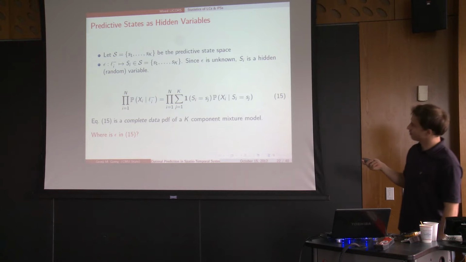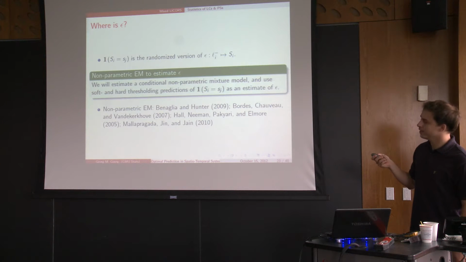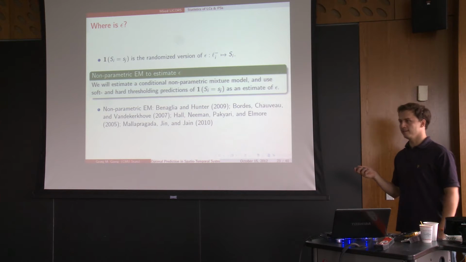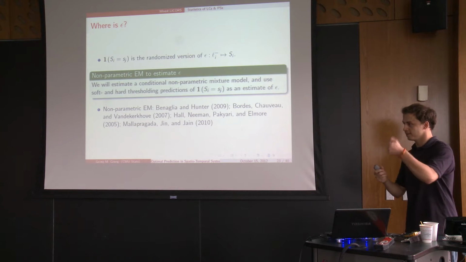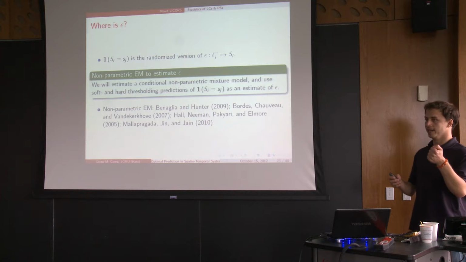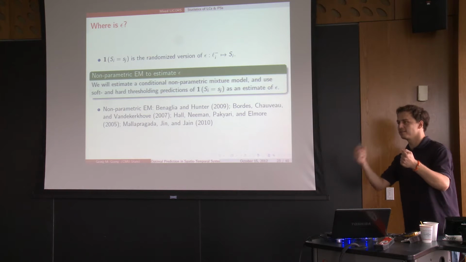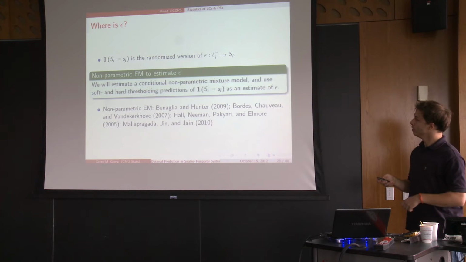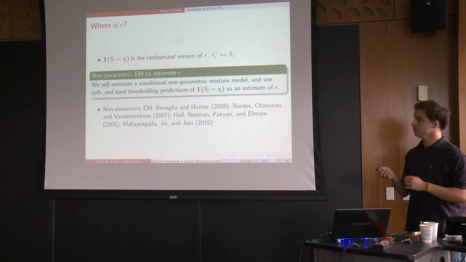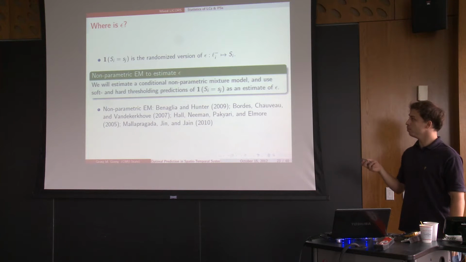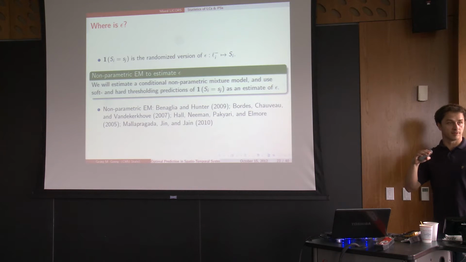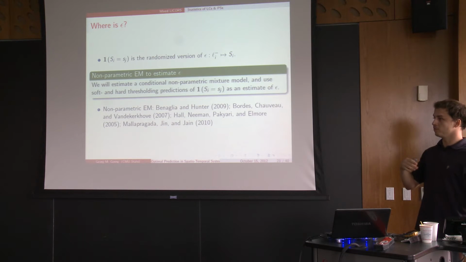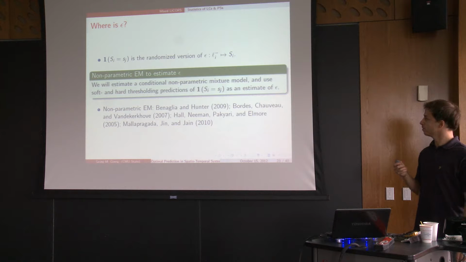But there's also another epsilon, and that is this indicator function. It is the randomized version of the epsilon. Because the indicator function tells me what is the state at location i. The epsilon mapping tells me the state at location i. So how can we estimate epsilon? Well, we do a nonparametric EM and do a soft and hard thresholding on this indicator function. And that will give me an estimate of epsilon.